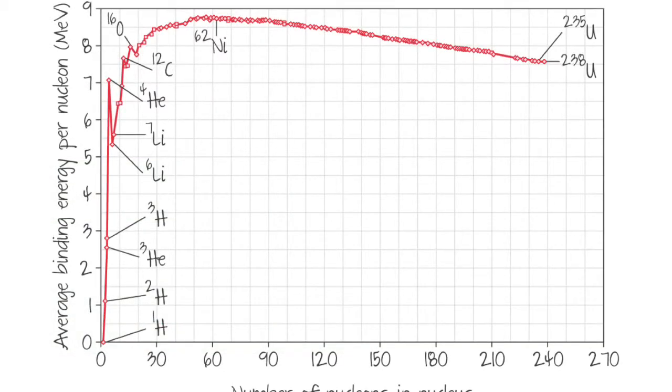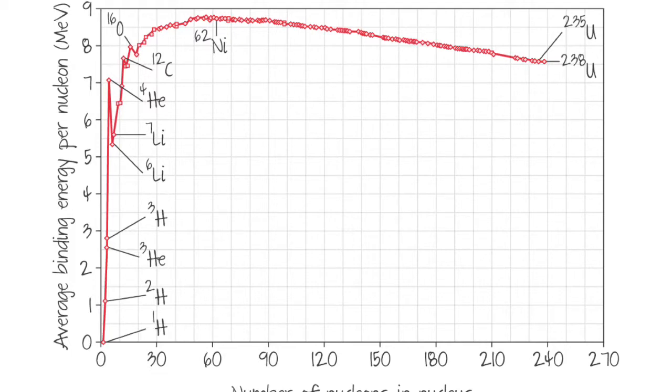Here we can see the average binding energy per nucleon graph, where it shows that there is a sharp rise in binding energy per nucleon from hydrogen, with zero binding energy, as the mass number increases. The curve has a maximum at mass number 62 of about 8.8.